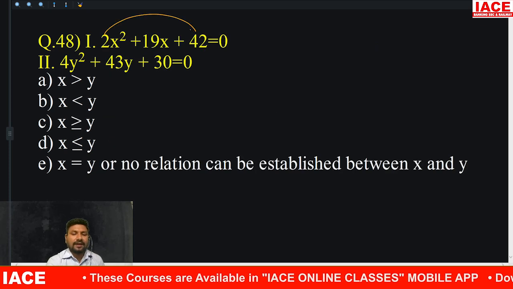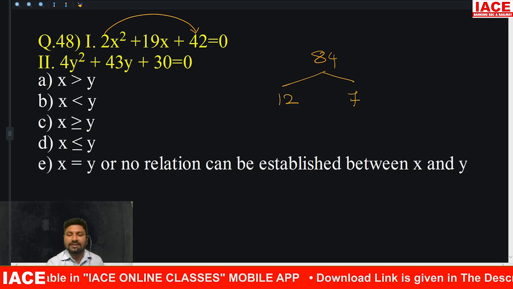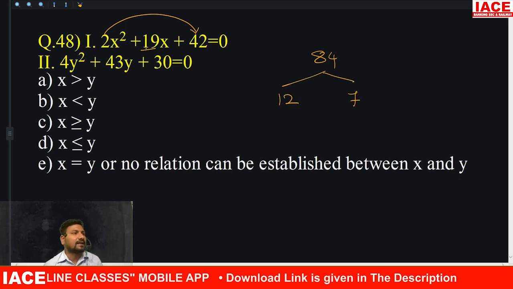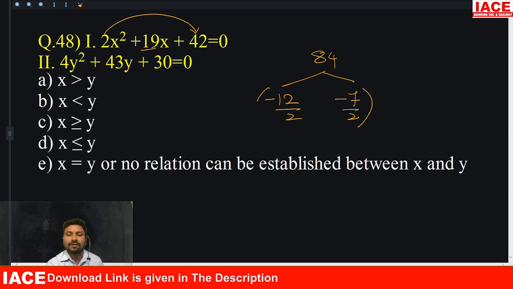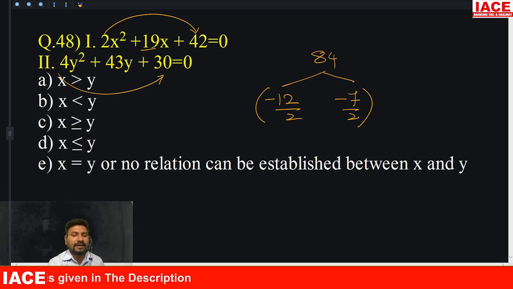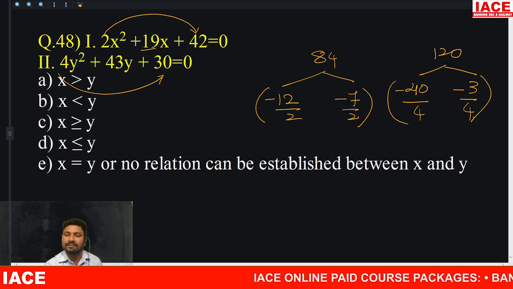2 can be multiplying to 42, it is 84. 84 factors are 12 sevens are 84, 12 plus 7 is equal to 19. Both are negative factors and divide by 2. And second equation, 4 can be multiplying to 30, it is 120. 120 factors are 40, 3. 40 plus 3 equal to 43. Divide by 4. And both are negative factors.